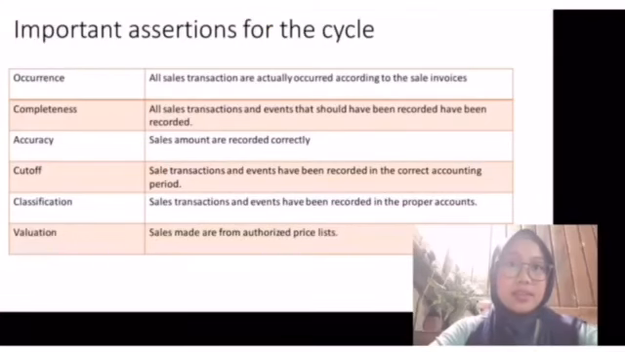These are the important assertions for the cycle. First, occurrence. Have all sales transactions actually occurred according to the sales invoices? Completeness. All sales transactions and events that should have been recorded have been recorded. Accuracy. Sales amounts are recorded correctly. And cut off. Sales transactions and events have been recorded in the correct accounting period. Classification. Sales transactions and events have been recorded in the proper accounts. Valuation. Sales made are from authorized price list.